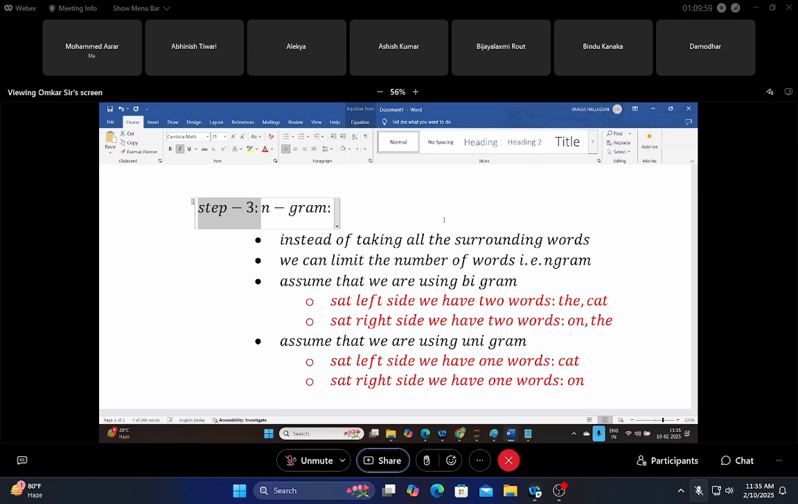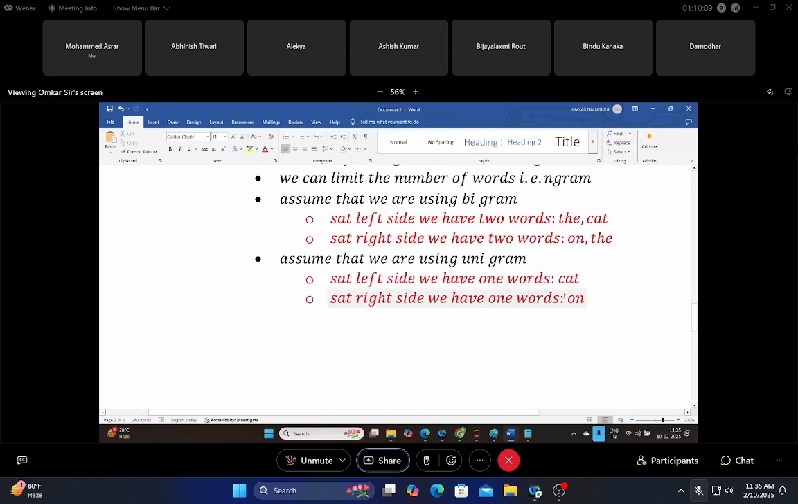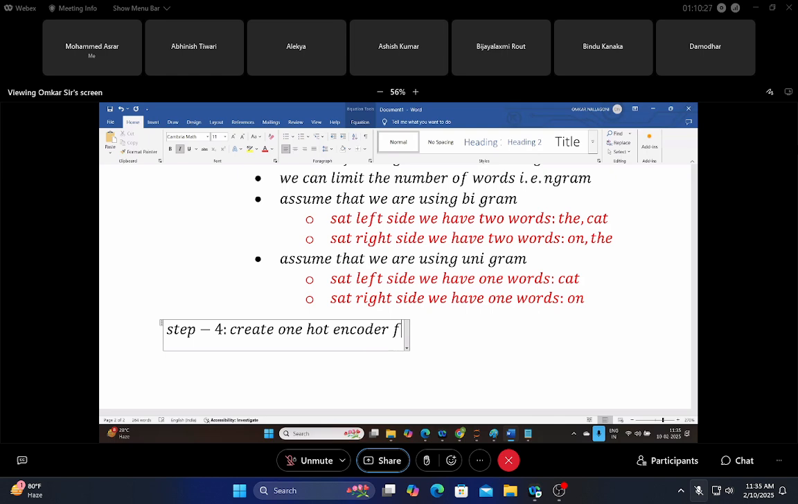Now step 4, we need to create a one hot encoder for the input words and target word.